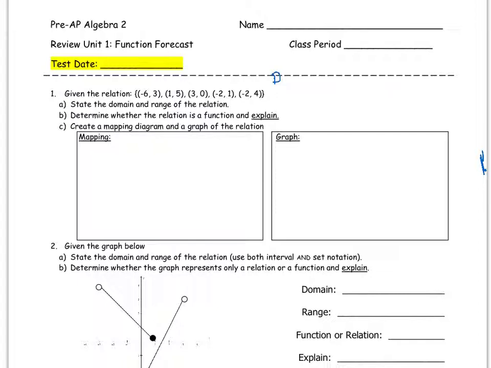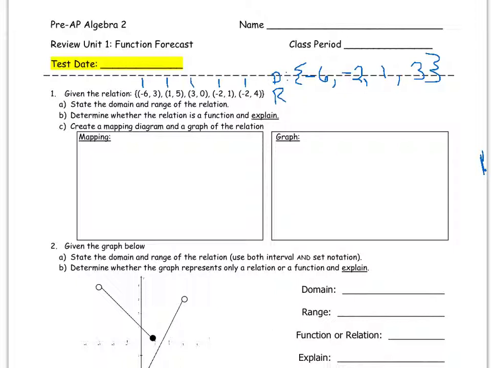So we'll have our domain. We're going to use our squiggly brackets or our braces. We're going to list out our x values from least to greatest. We have -6, 1, 3, -2, and -2. So we'll go -6, comma, -2. It repeats itself, so we're only going to write it once, comma, 1, comma, 3, and close our brace.